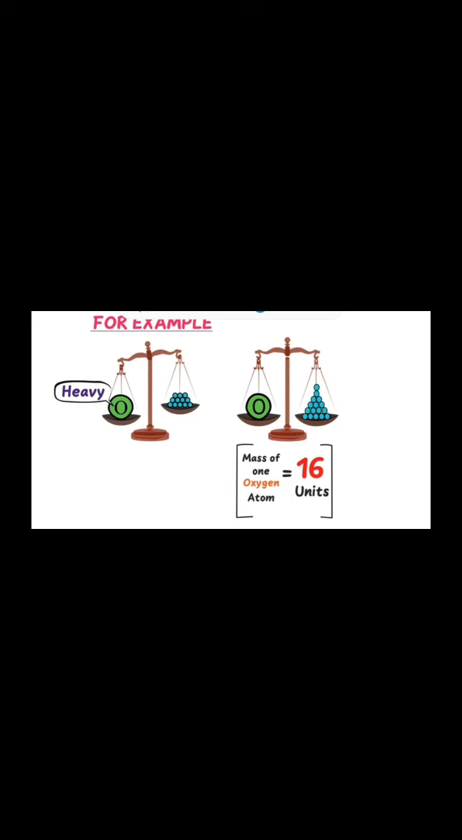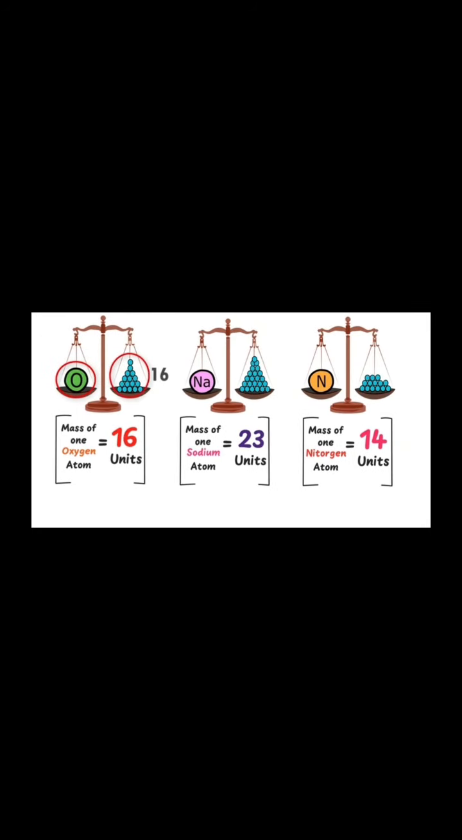In the second example, one sodium atom is placed on one side of the balance and 23 units of carbon on the other side. And the balance is in equilibrium. Thus, we can say that the mass of one sodium atom is equal to 23 units of carbon. In the third example, the mass of one nitrogen atom is equal to 14 units of carbon.